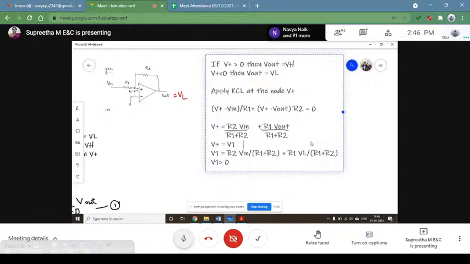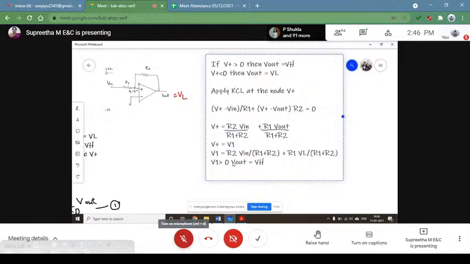V out is equal to VH. When V out is equal to VH, what should happen to this equation? So when V1 is greater than 0, when I say V1 is greater than 0, can I try to bring this term to the other side?